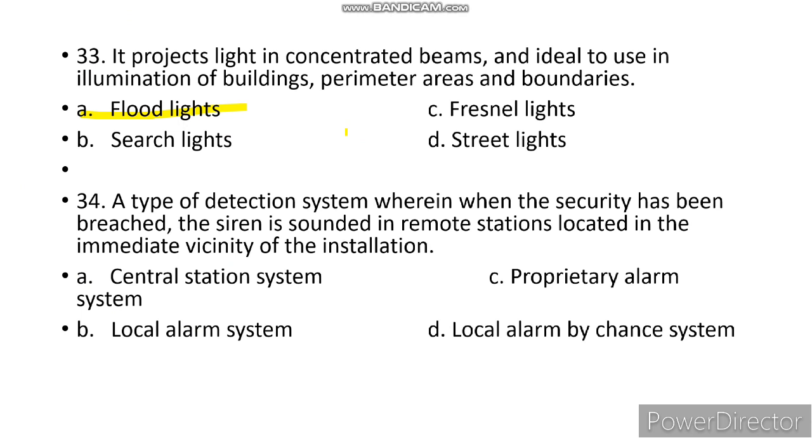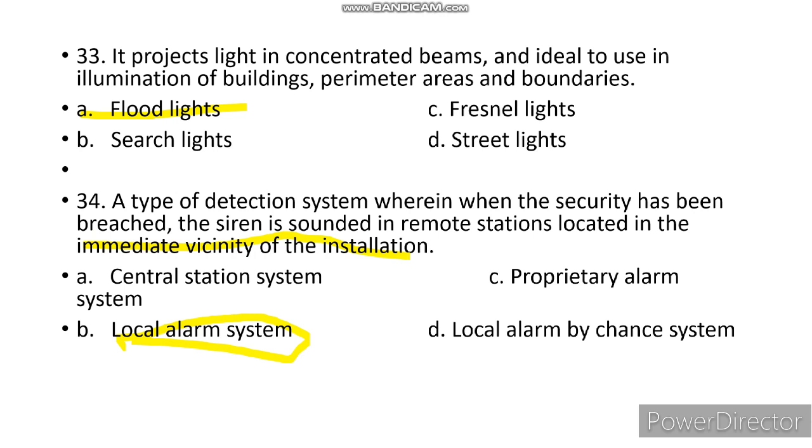Malapit na vicinity of the installation of that system. So, what do you think would be the answer? That is local security alarm system. The keyword here is the immediate vicinity of the installation. You have to see it. So, it's pretty good to assume that's local alarm system.